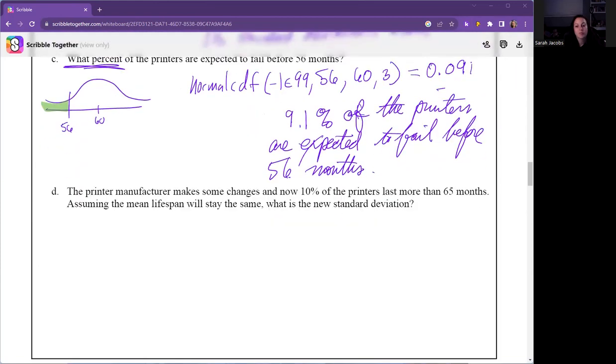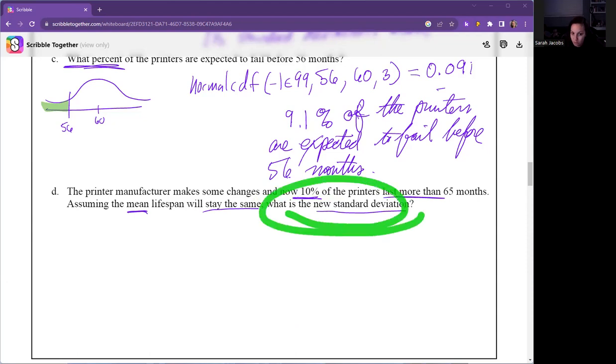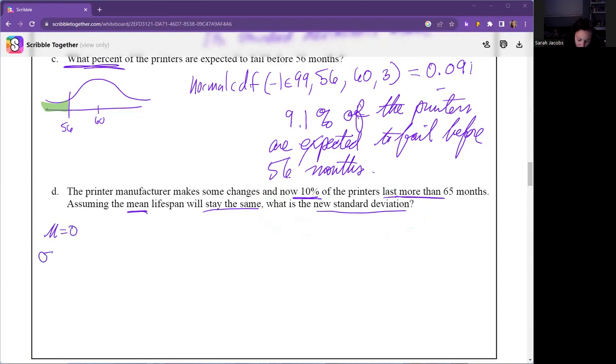The last part of this problem, this was probably the trickiest part. The printer manufacturer makes some changes, and now 10% of the printers last more than 65 months. Assuming the mean lifespan will stay the same, what is the new standard deviation? All right, big red flag here. New standard deviation. That means whatever we do, we're going to have to work in standardized scores. So the mean is going to be 0 and the standard deviation is going to be 1. If you don't know either the mean or the standard deviation, and that's what you're trying to find, you are probably going to be using a z-score.